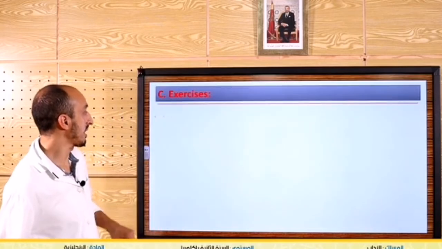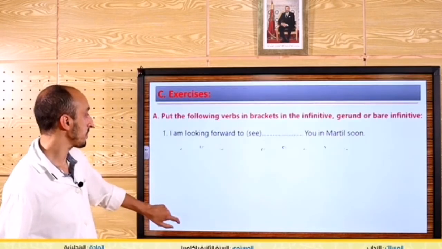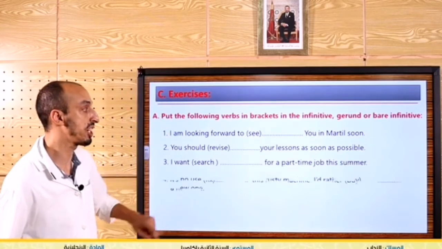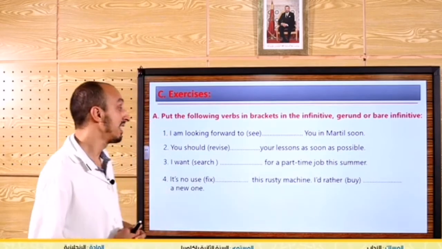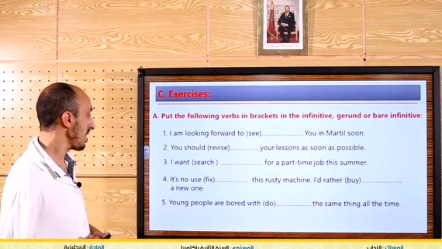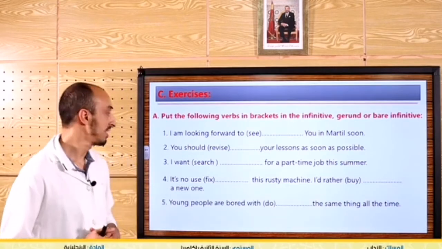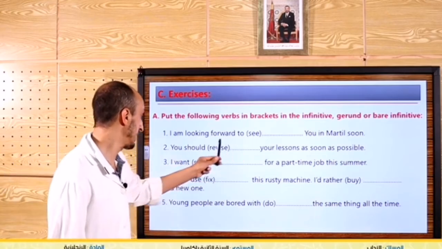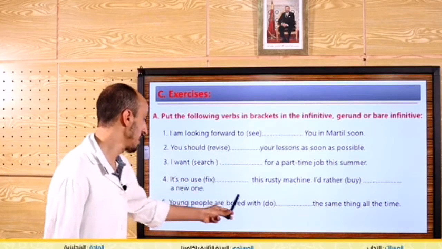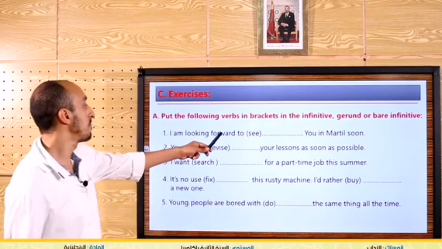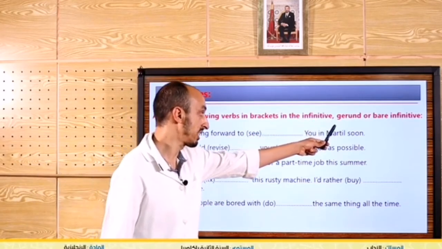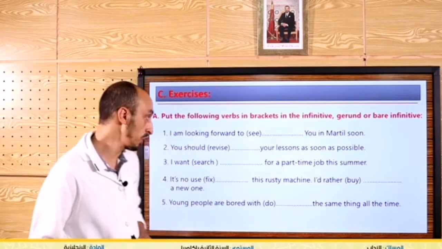Now let's see some exercises. Put the following verbs in brackets in the infinitive, gerund or bare infinitive. How many sentences do we have? We have 5 sentences. Look at the verbs in brackets: see, revise, search, fix, and do. You can put the verbs into infinitive, gerund, or bare infinitive without to.